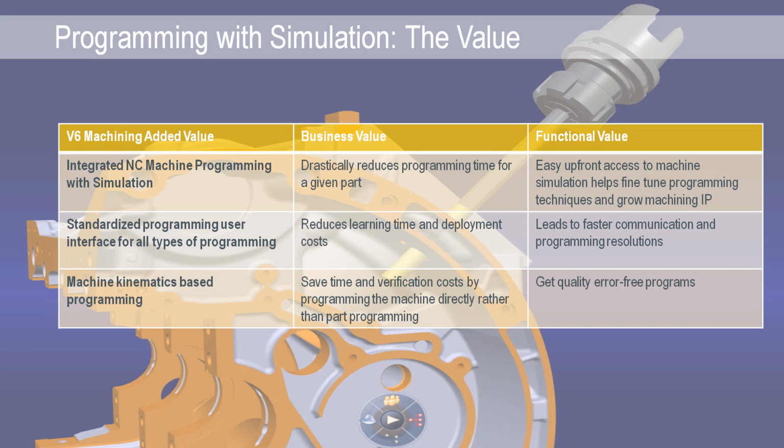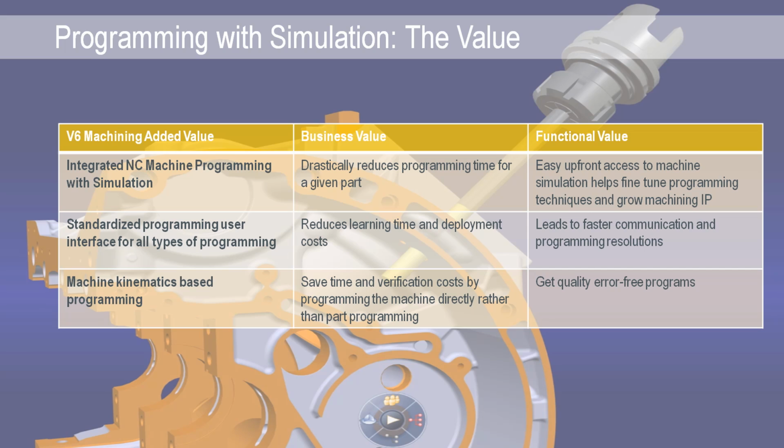To summarize the capability, the business value, and the functional value of programming with simulation. So integrated NC programming with simulation. The business value is that it drastically reduces programming time for a given part. Thereby, you save cost. The functional value for the users is an easy upfront access to machine simulation, which helps them fine-tune programming techniques and grow their machining IP. They have more time to think about what's the other alternative way of programming this given part. Maybe that's even better.